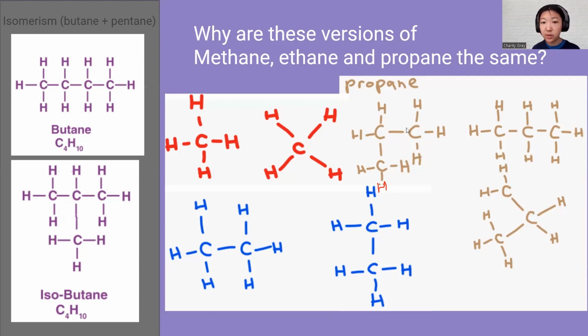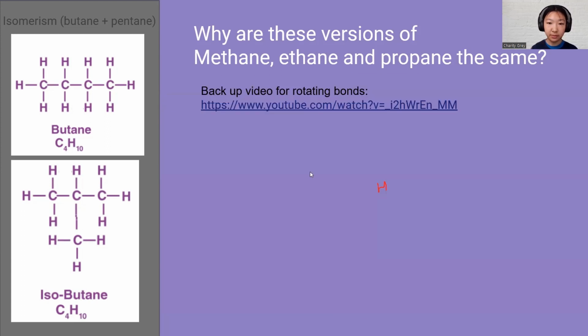For all of the other ones, methane, ethane, and propane, you can twist them around and turn them into the same molecule. They are the same molecules. They are the same formation.